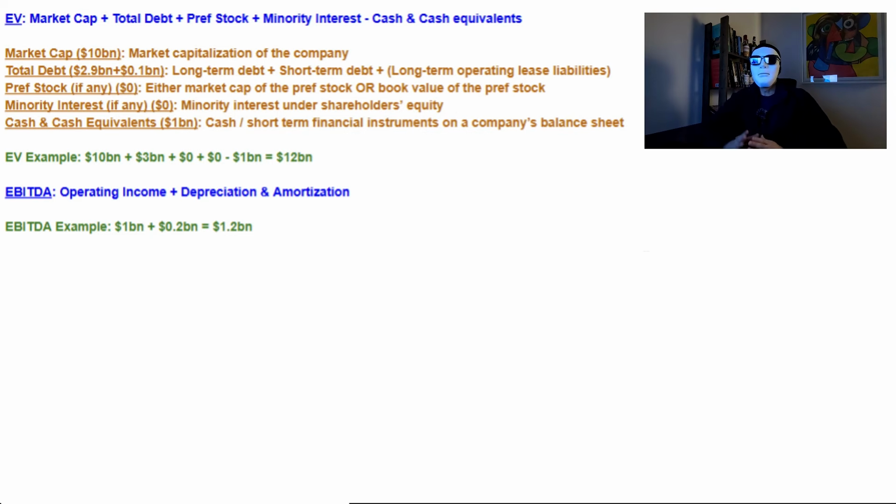Okay, so to calculate EV over EBITDA, we can see that the company has EV of $12 billion and EBITDA of $1.2 billion, which results in EV over EBITDA of 10 times. Okay, so that was straightforward.